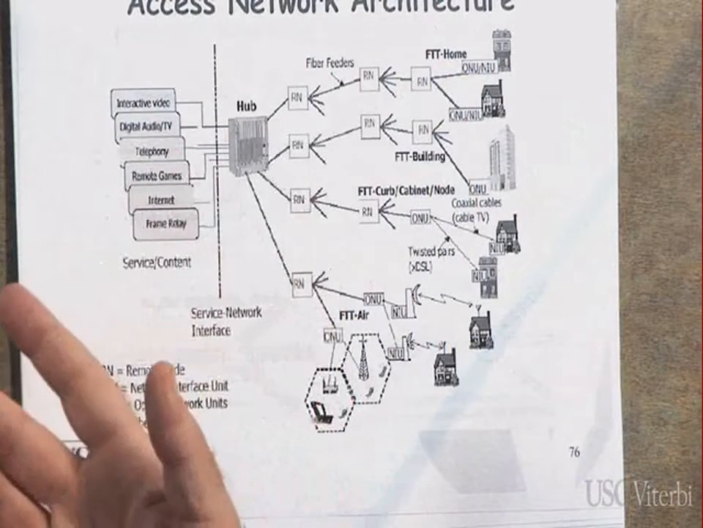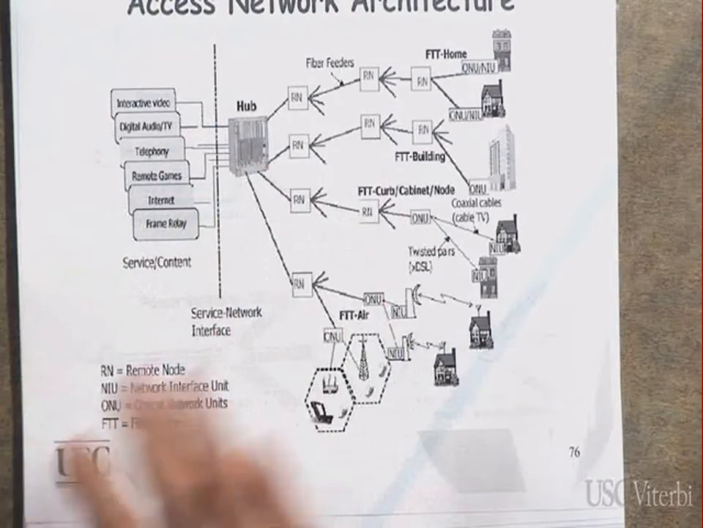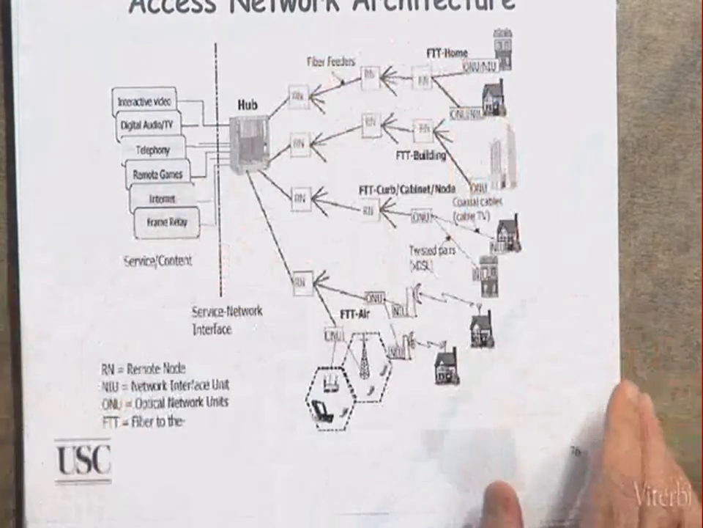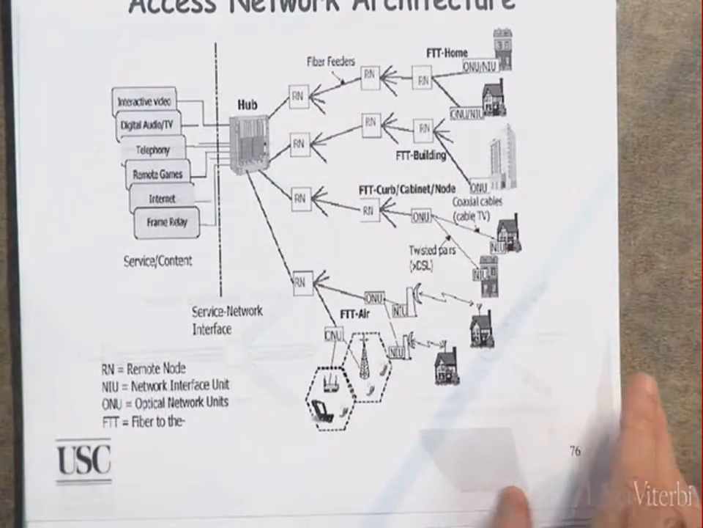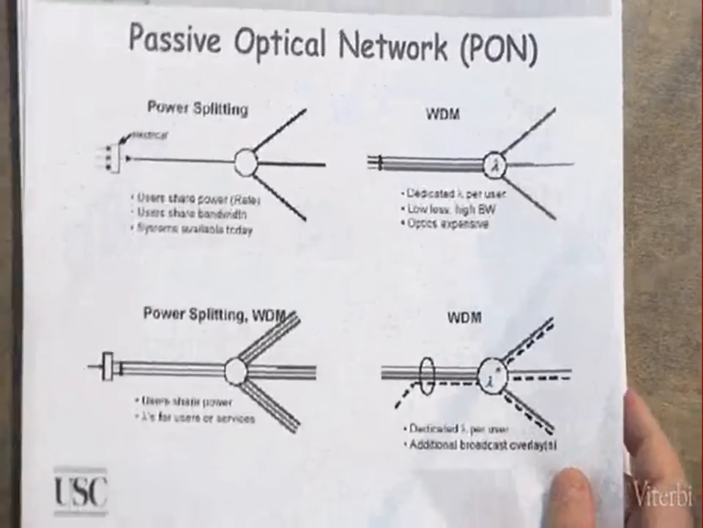Which is the metro rings, the SONET rings, for example, or the core, the mesh core. This is only on the access type. Clear? Okay. Now let's look at the passive optical network technology.